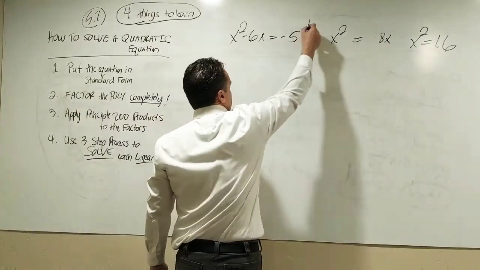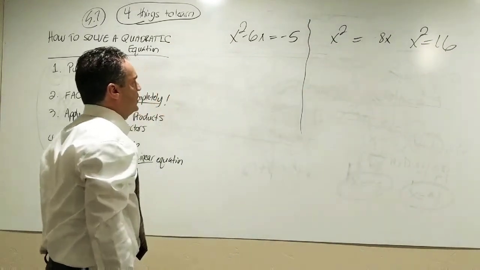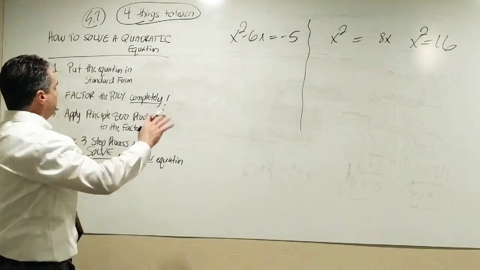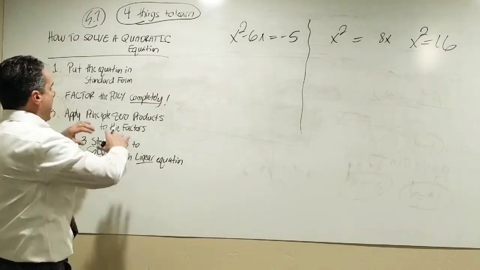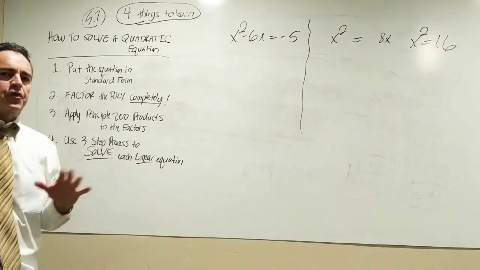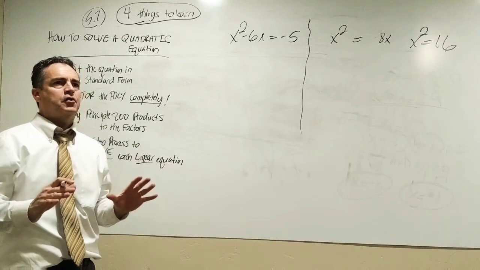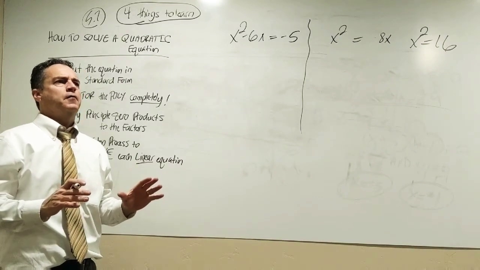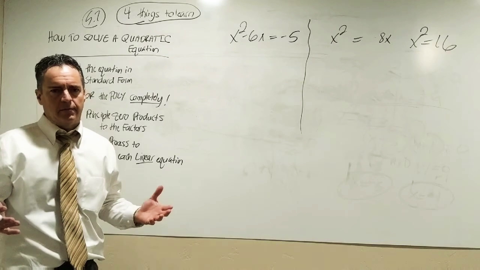So our first problem right here: x squared minus 6x equals negative 5. Listen, this is the fourth and final thing you have to learn: how to solve a quadratic equation. For those of you who've taken a future math class and you're like, hey, what about the quadratic formula? We don't teach that in beginning algebra.